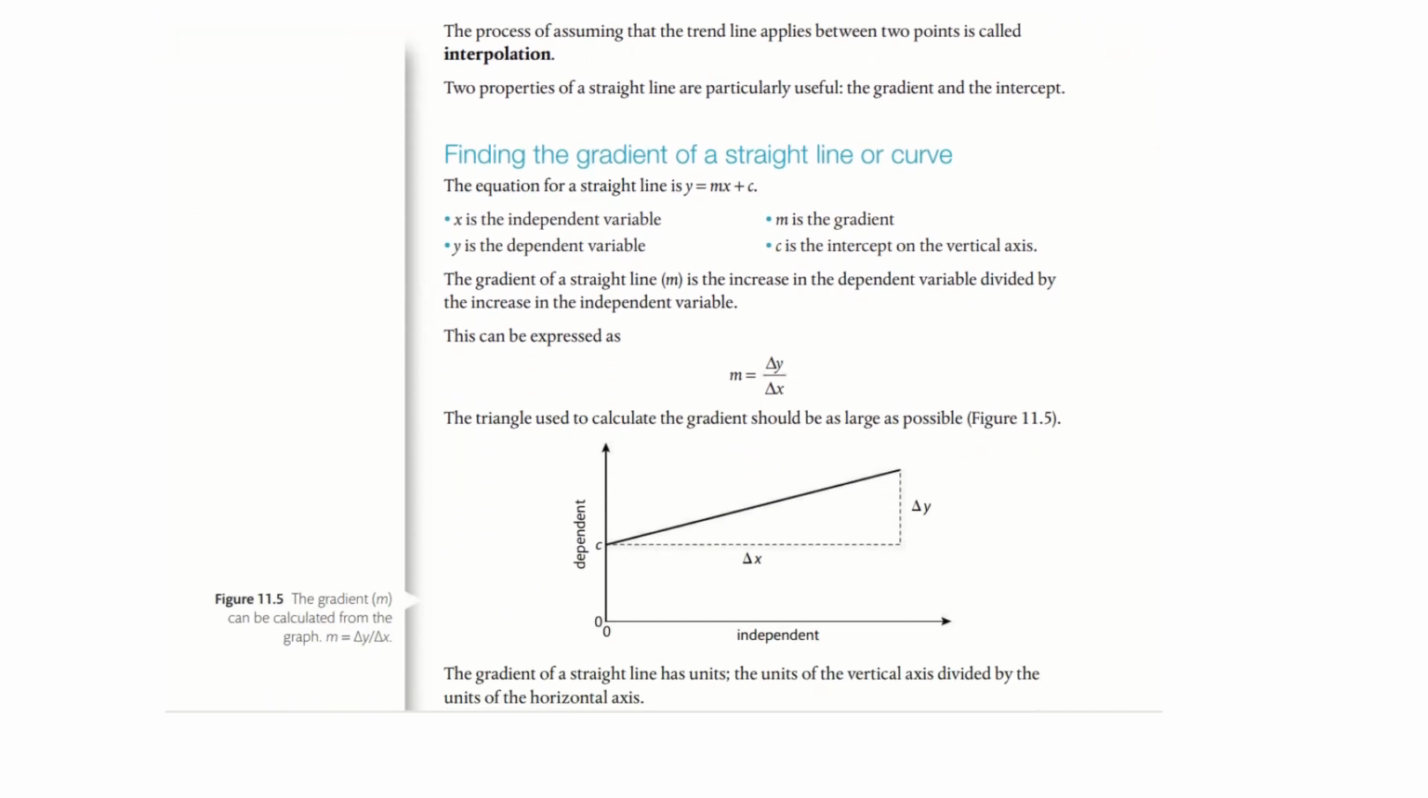You've learned this before, I'm hoping, in math, but to find the gradient of any straight line is to follow this formula, which is y is equal to mx plus c. Where x is the independent variable, y is the dependent variable, m here is the gradient, and c is the intercept on the vertical axis. You can easily find the slope as finding the change in delta y over the change in delta x, so you can make a triangle out of them.